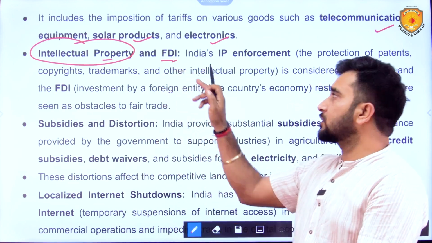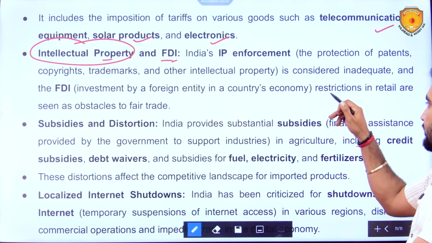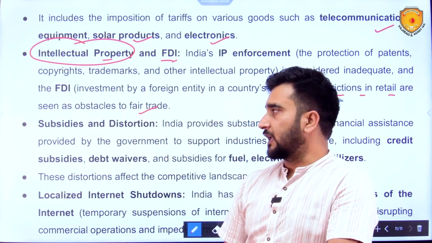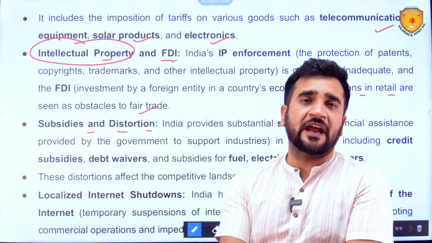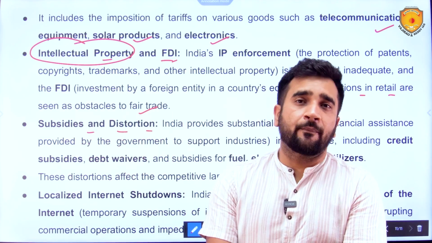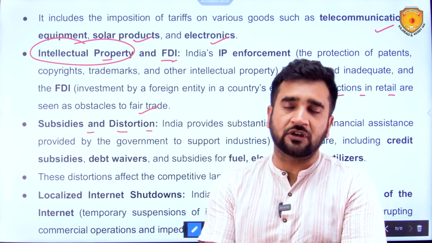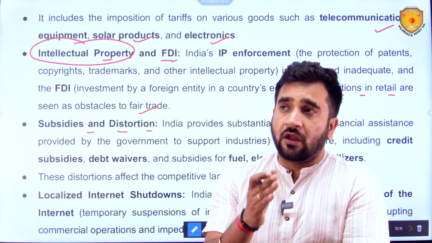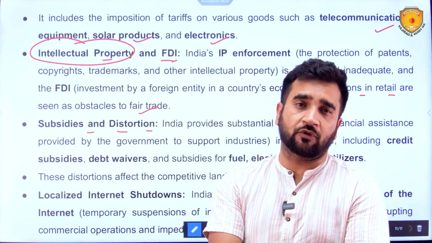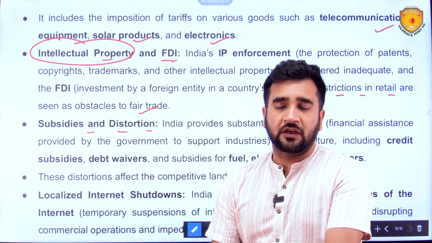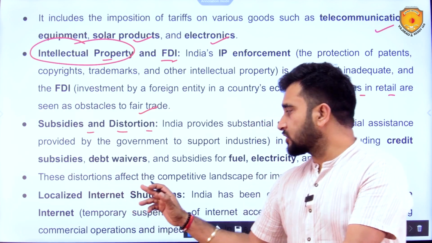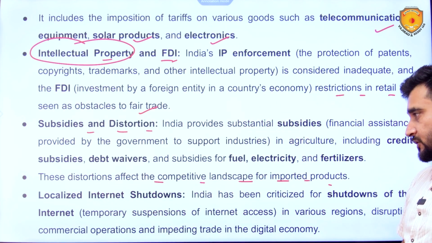With respect to FDI also, there have been certain issues: FDI restrictions in retail are seen as obstacles to fair trade by the USA. Then subsidies and distortions. The USA believes that India gives a lot of subsidies to its farmers specifically, and these subsidies make the products cheaper, which destroys the level playing field for foreign products to come and compete with the Indian products. So these subsidies create a lot of market distortion in favor of the domestic farmers. These distortions affect the competitive landscape for imported products.